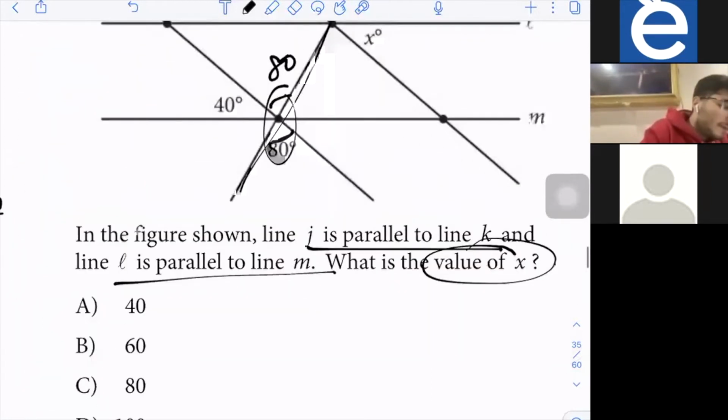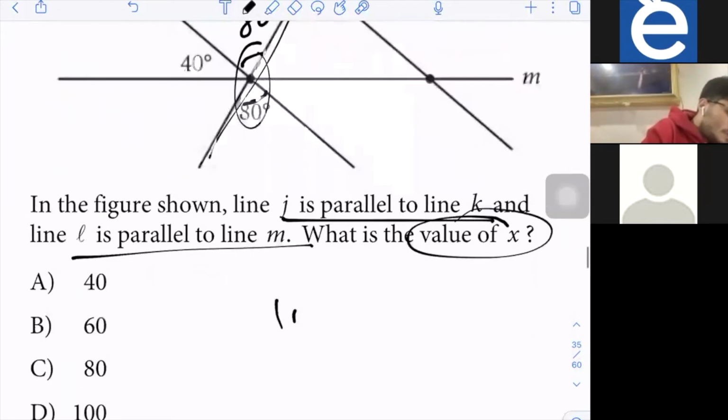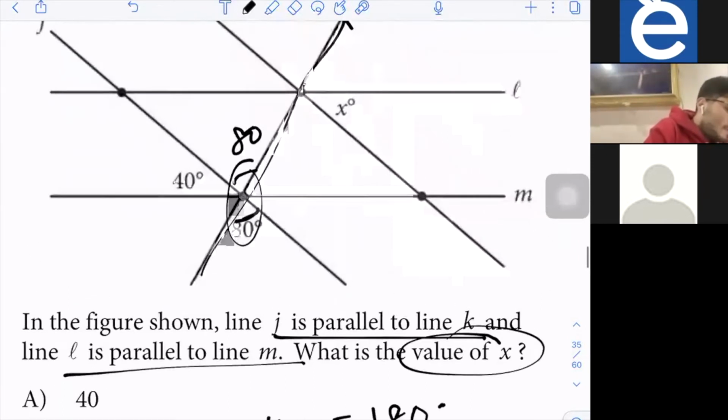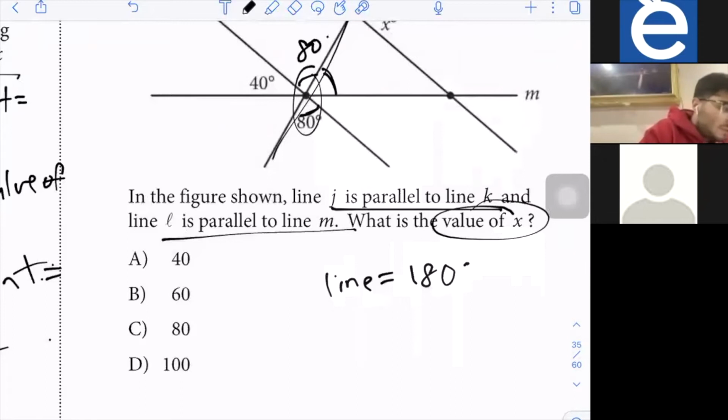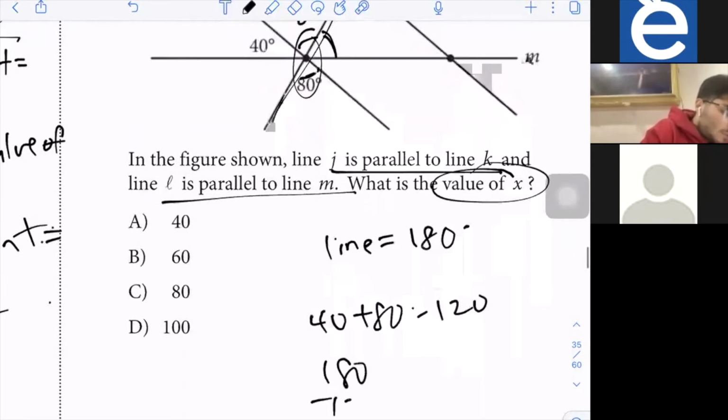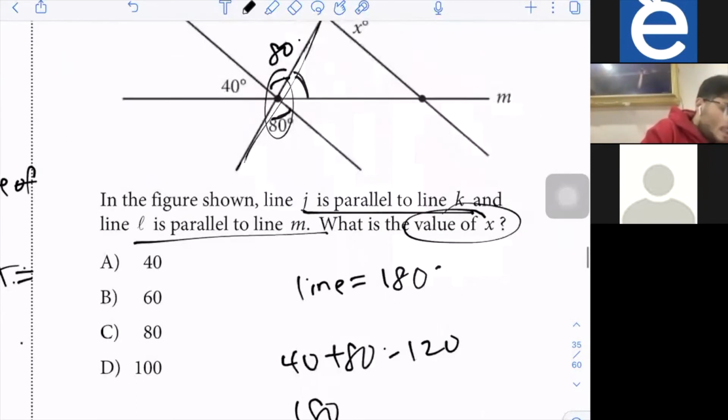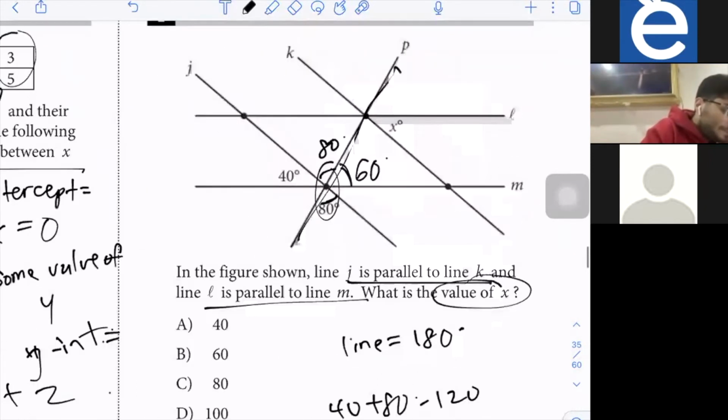An important thing to know about lines is that a line is 180 degrees. Meaning that if this is 40 and this is 80 degrees, this has to be 40 plus 80, and then you just subtract that from 180. So 40 plus 80 is 120, and you subtract that from 180 to get 60. So this is 60 degrees right here.